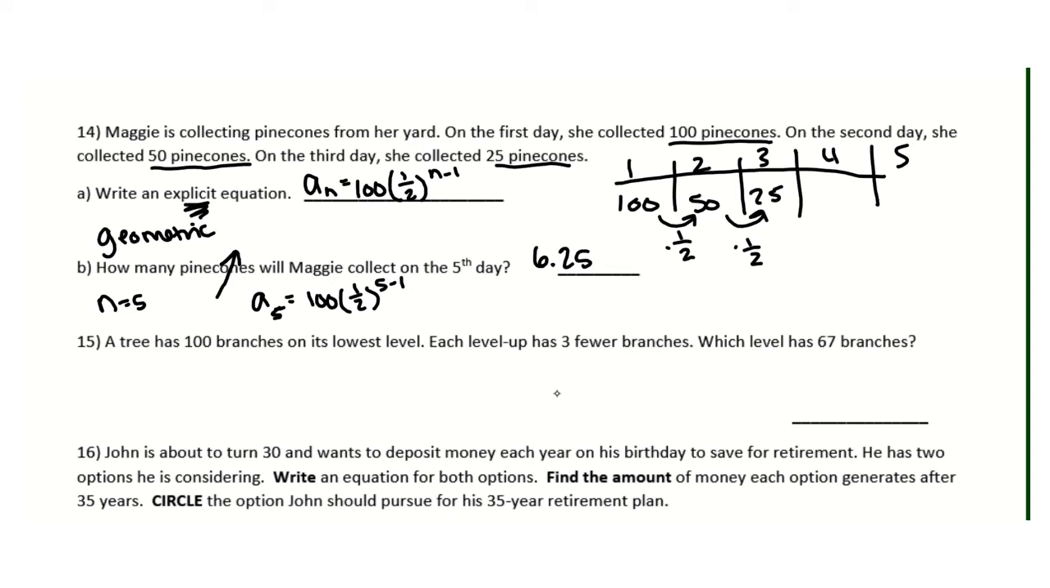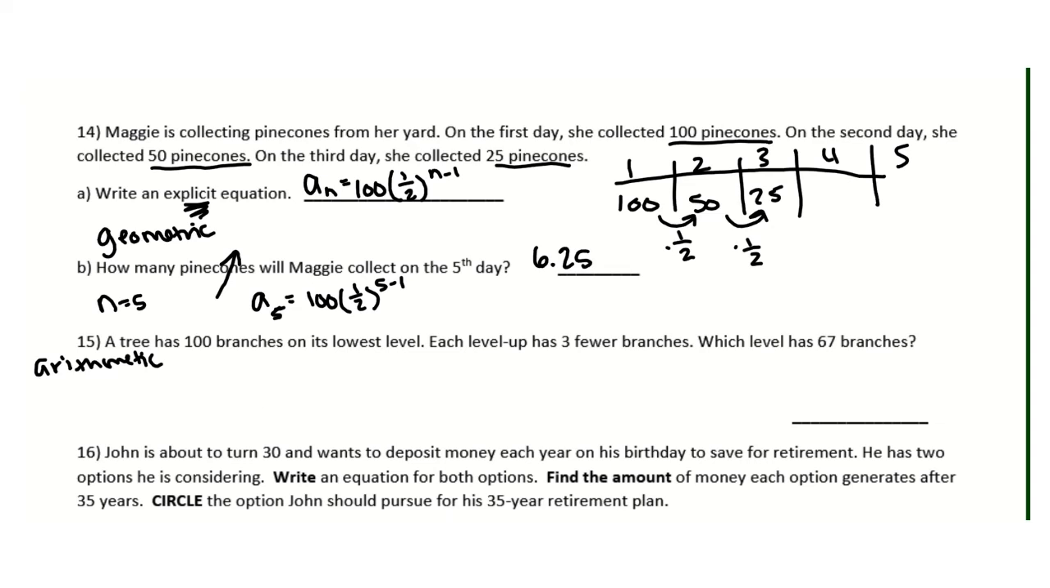On number 15, a tree has 100 branches on its lowest level. Each level up has 3 fewer branches. What level has 67 branches? Again, this goes back to what we learned about sequences. Here I can tell that this is an arithmetic sequence. I know that because I'm subtracting 3 every time. Whenever you're adding or subtracting, that's something that's linear, and so it's something that's arithmetic. Again, highly recommend that you go back and look at your Unit 2 notes.